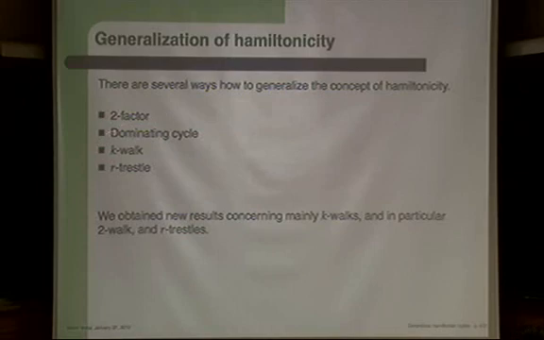Then we can have a dominating cycle, or you can put a path here, a dominating path. A dominating cycle is a cycle such that every vertex is either on the cycle or is connected to the cycle. So of course, a Hamiltonian cycle is a dominating cycle as well. And the other way to generalize is k-walks and r-trestles, which I will be talking about. The definition I will say a bit later.